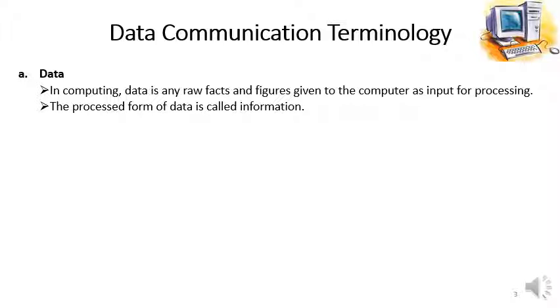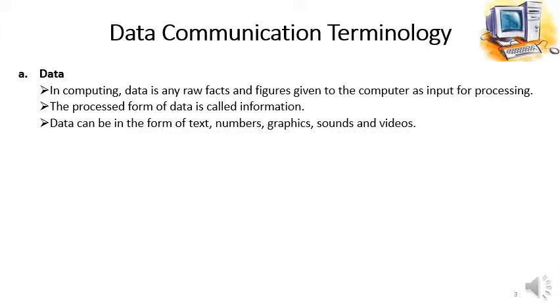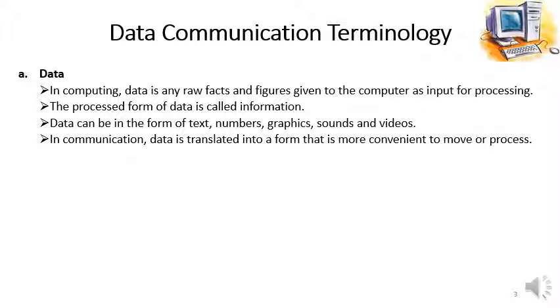The processed form of data is called information. When the data is processed, it becomes information, and information is always a meaningful thing, and decisions can be taken on the basis of information. Data can be in the form of text, numbers, graphics, sounds and videos. In communication, data is translated into a form that is more convenient to move or process.